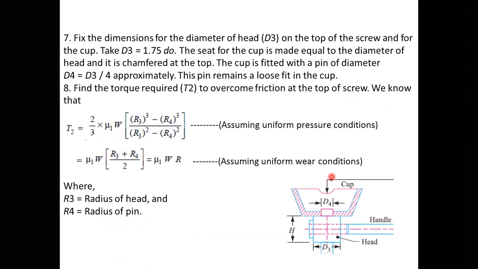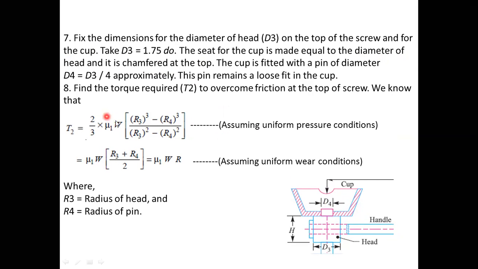Step 7 is to fix the dimensions for the diameter of the head D3 on the top of the screw and for the cup. Take D3 equal to 1.75 times small d0. This is an empirical relation to find D3. The seat for the cup is made equal to the diameter of the head and it is chamfered at the top. The cup is fitted with a pin of diameter D4 equal to D3 upon 4 approximately. This pin remains a loose fit in the cup.